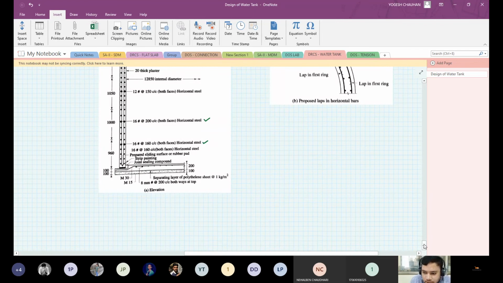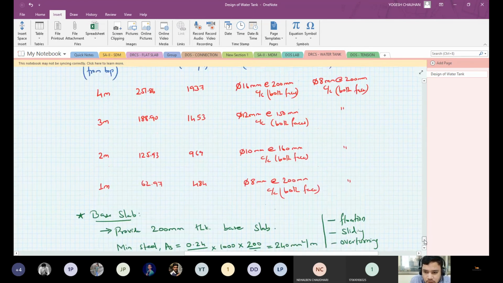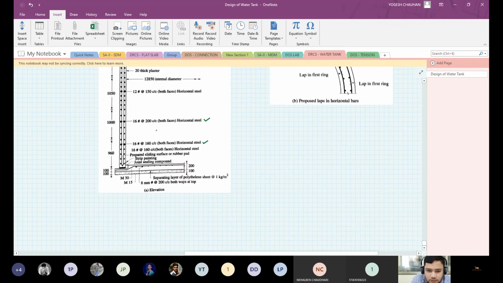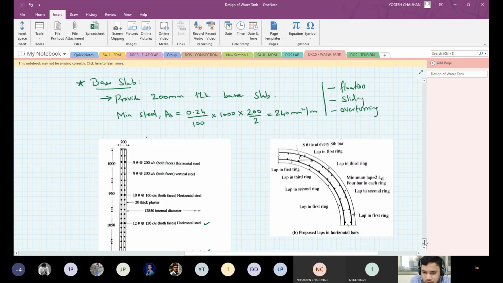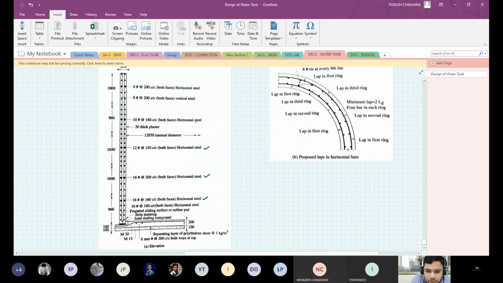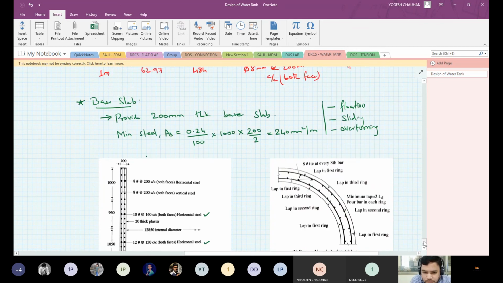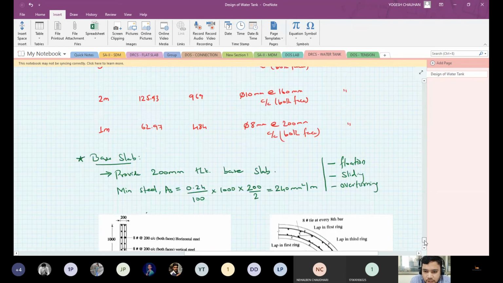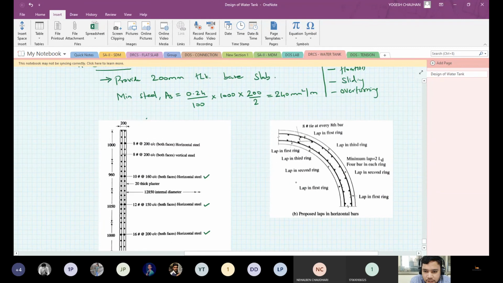Then at 3 meter, this is 12 dia 150 center to center. Then at 2 meter it is 10 dia 160, and these are the intervals, 1 meter each. Then at the top, it is 8 dia 200 center to center.